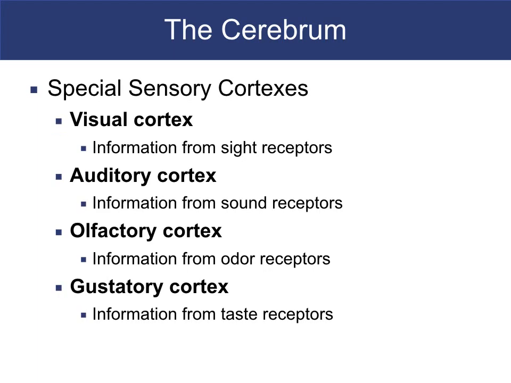There's a couple of areas here that your book does a nice job of giving you pictures that have colored areas for, but it makes sense that our brain sort of partitions itself and keeps the visual cortex where we see separate from the auditory cortex where we hear, from the olfactory cortex where we smell, from the gustatory cortex where we taste. Very good.